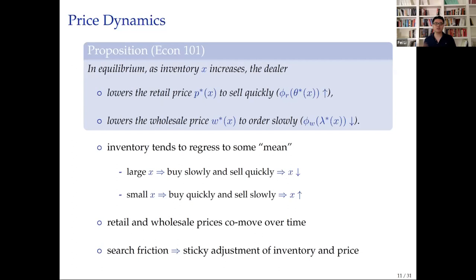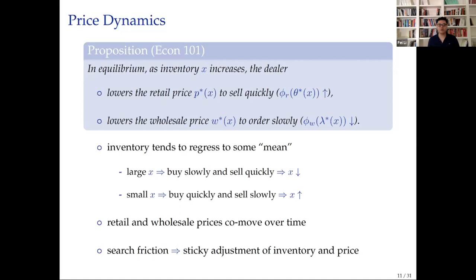And also the retail price and the wholesale price will co-move over time, commonly driven by the dynamics of inventory change. Whether the markup is going to be negatively or positively correlated with inventory is going to depend on the elasticity of the matching function in the retail and wholesale markets. So you can get both positive and negative correlation. And the search friction means that you can't frequently sell or buy and fix your inventory.